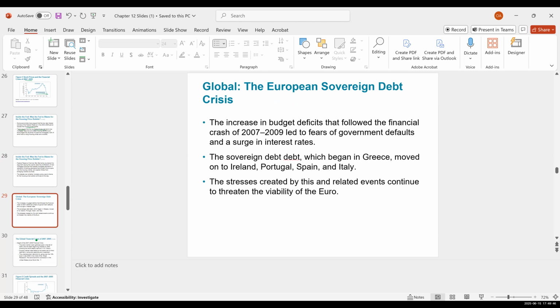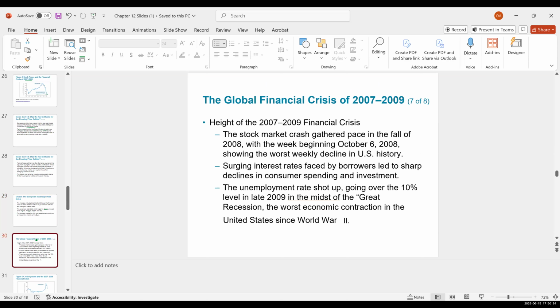So what happened in other countries? This crisis spread and became global, because with globalization, if America is in trouble, that spreads to Europe and all over the world. So we see the European sovereign debt crisis. Greece went bankrupt, defaulting on its debt in 2008. But other countries that were really in debt too were Ireland, Portugal, Spain, and Italy. The stresses created by these and related events continue to threaten the viability of the euro as a currency and the eurozone.